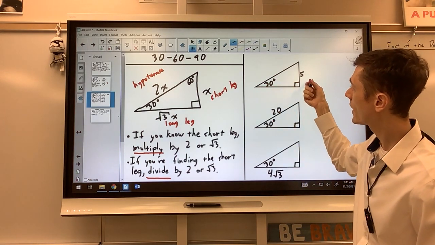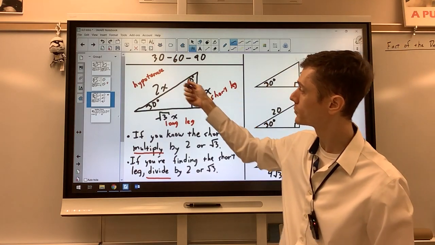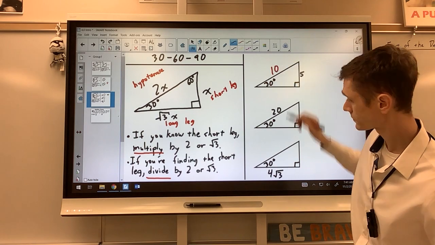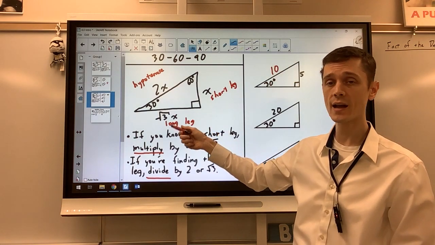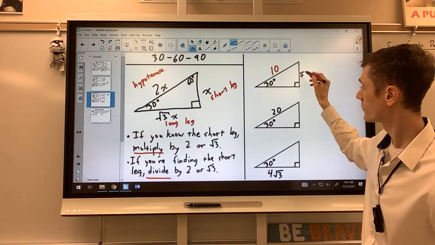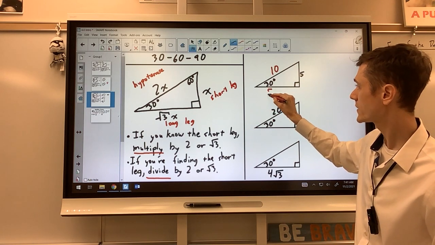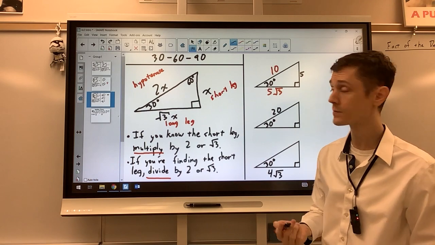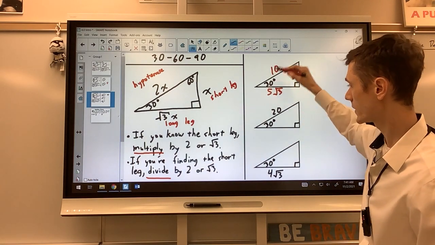So if I want to find the hypotenuse, my rule says to multiply by 2. So 5 times 2 is 10. And then to find the long leg, I need to multiply by square root of 3. So 5 times the square root of 3, it doesn't simplify. I'll just leave my answer as 5 times the square root of 3. So that triangle is finished.